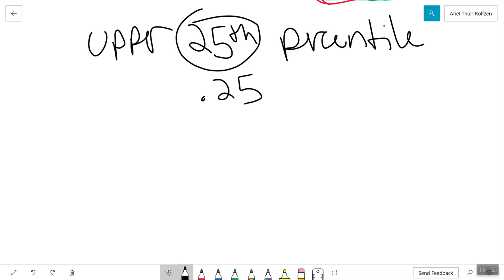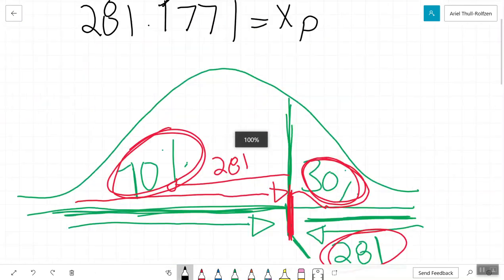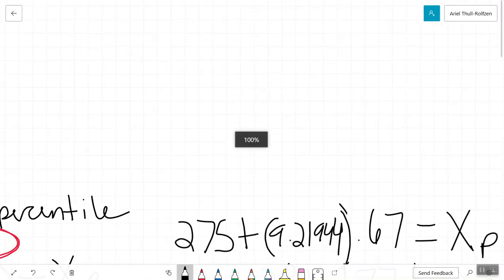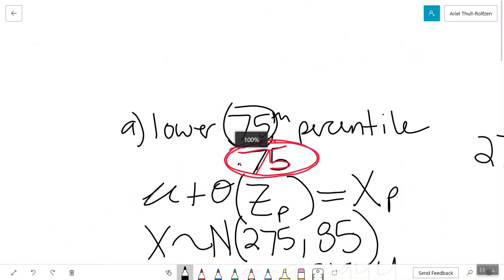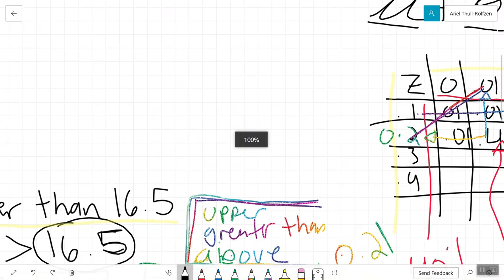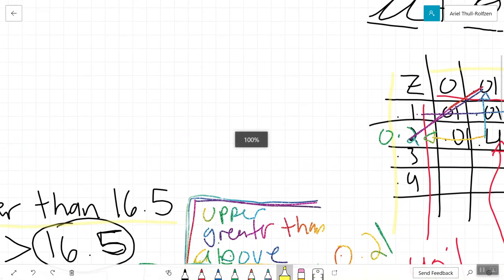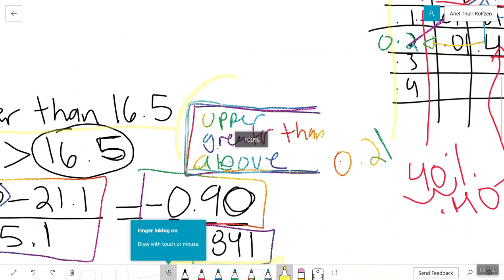But I know earlier on I had told you guys that there were 3 words that I want you to look for: upper, above, and let's just see what that third one was. Can't even remember what I had for breakfast. Let's see here. Where were 3 words? There we go. Upper, greater than, and above. Right here.